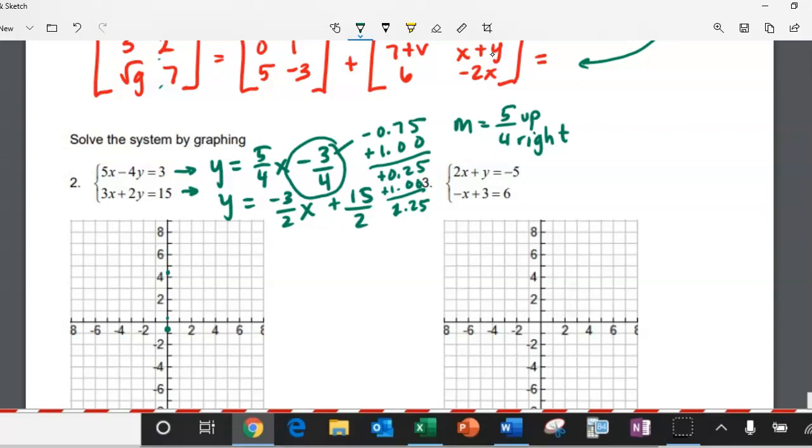Now I need to go 4 to the right. So here, I'm going to go to the right, 1, 2, 3, 4. Again, this is all about taking your time. So really where we want to be is right here. We can erase those other lines so it's not in the way. And again, because it's an equal sign, this is just a solid dot.